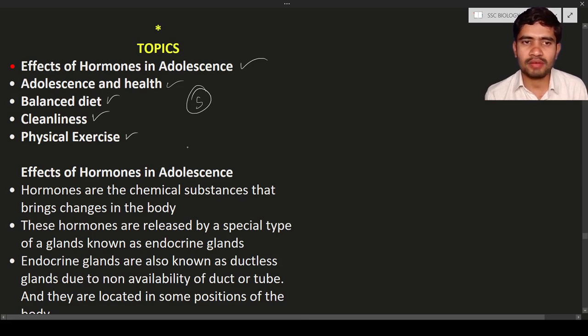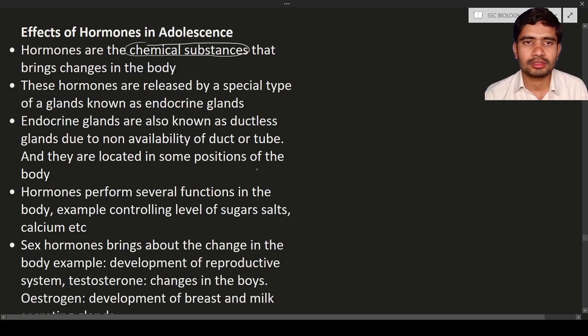So here the effects of hormones. What is meant by hormone? Hormone is nothing but a chemical substance that is released, that is going to bring changes in the body. That is known as hormone. These hormones are released by a special type of glands. What is meant by gland? Gland is nothing but a tissue.